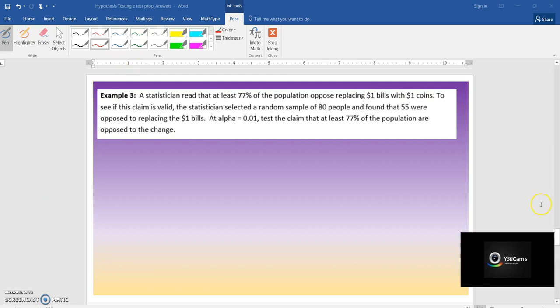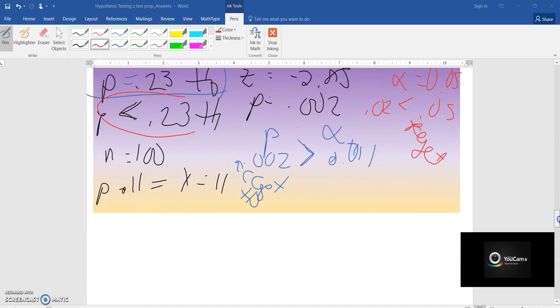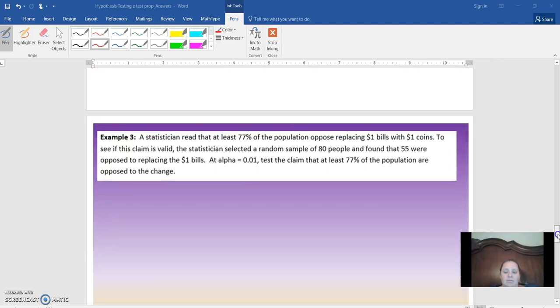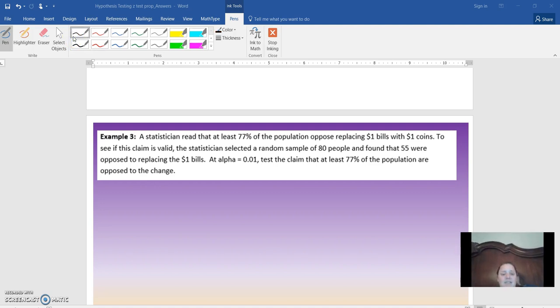All right, so let's just continue our study of hypothesis testing with the proportion. The statistician read that at least 77% of the population opposes replacing dollar bills with dollar coins. See if the claim is valid. The statistician selected 80 people and found that 55 were opposed to replacing the bill.